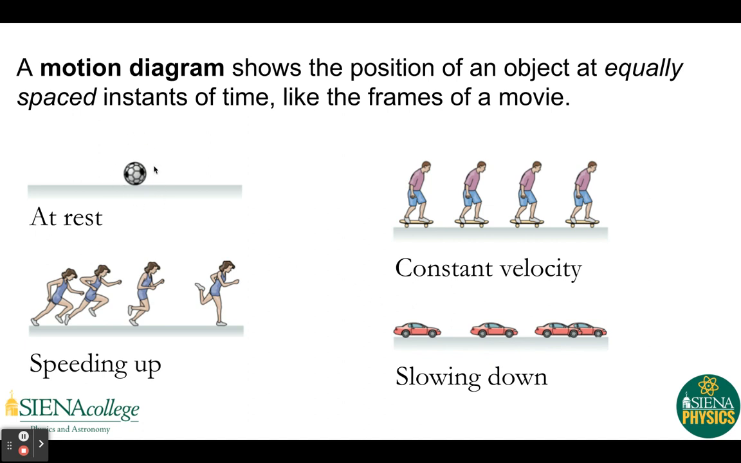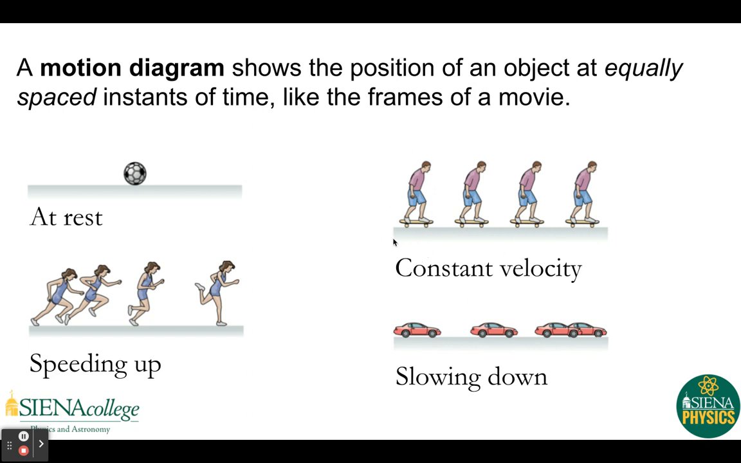So our first example is simple: a soccer ball at rest. We wouldn't see it move at all. Then we have this woman running, right? So she's starting out slow, and then we can see that she's speeding up because all of the frames in the movie, all of these pictures, are taken at equal intervals of time. And we see that she's moving a bigger distance in the same interval of time. So she's speeding up as this goes on.